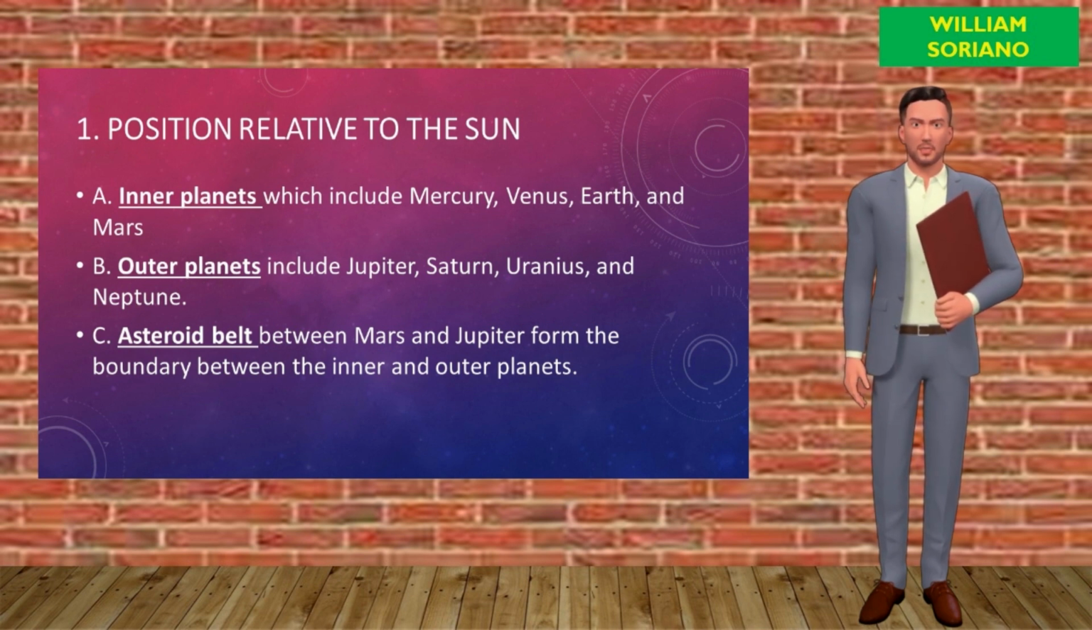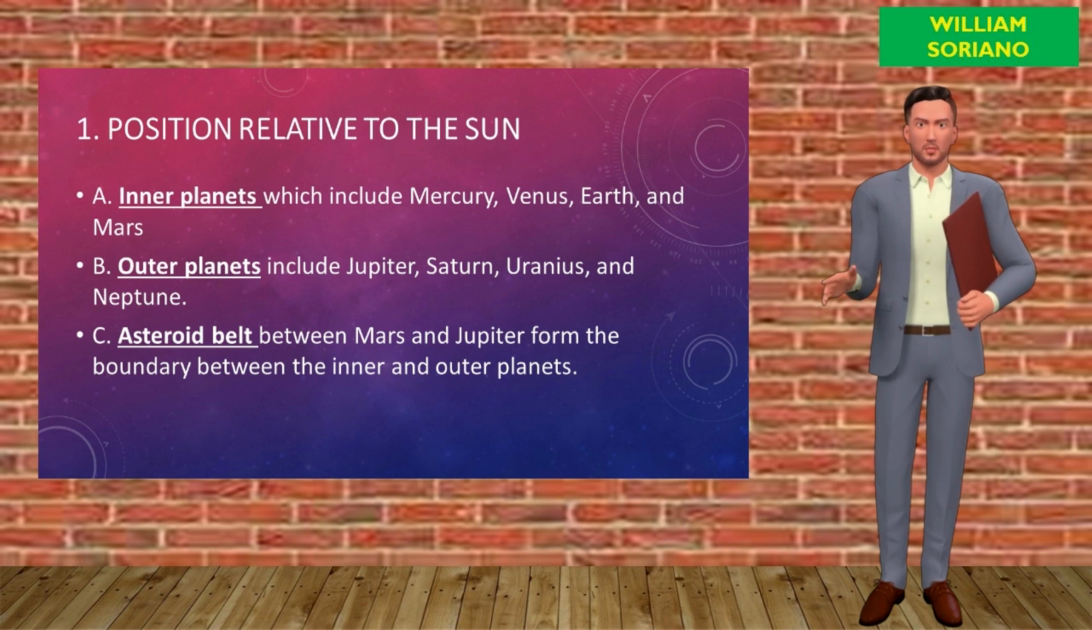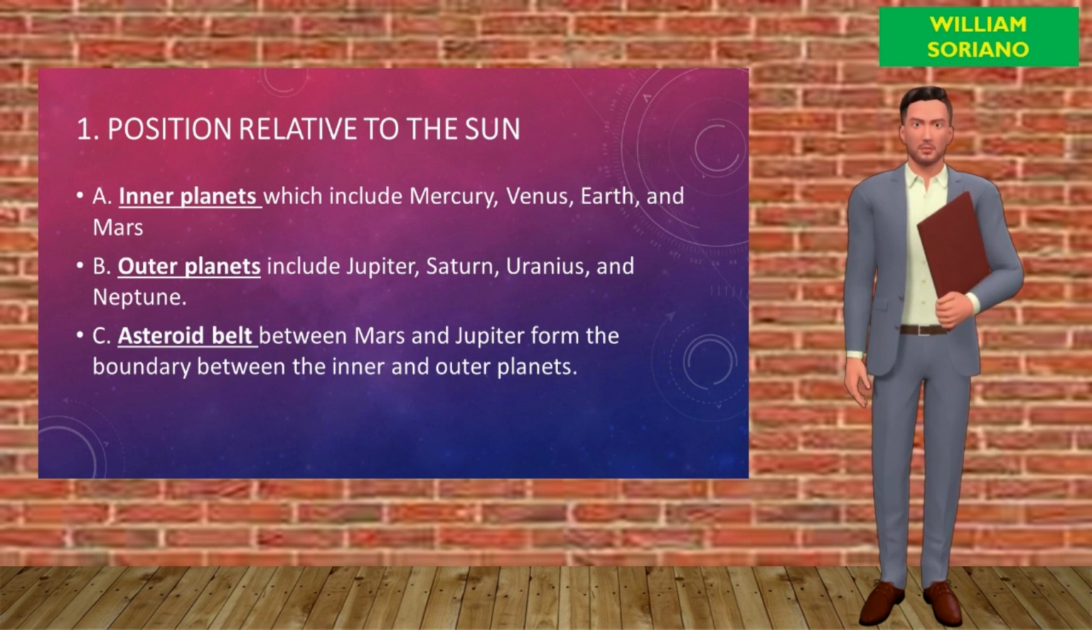On the other hand, we have the asteroid belt. The asteroid belt is in between Mars and Jupiter, which is the boundary between the inner and the outer planets.